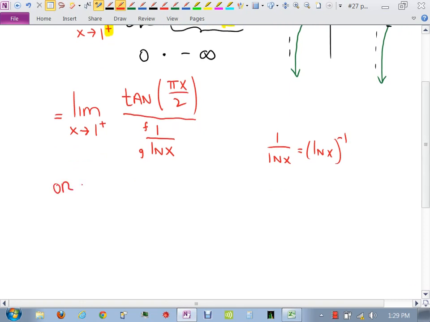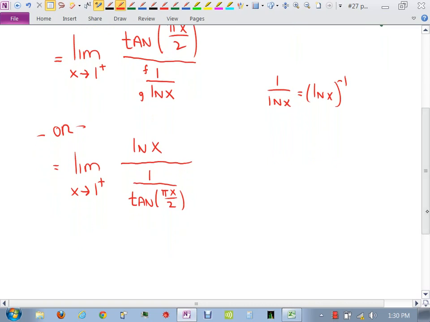So I'll put or. We could do limit x approaches 1 from the right. If I leave the natural log of x on top, and then I put 1 over tangent of pi x over 2, why is that more attractive? Because I'd still have to do quotient rule, wouldn't I? That's right. 1 over tangent is cotangent. I like that.